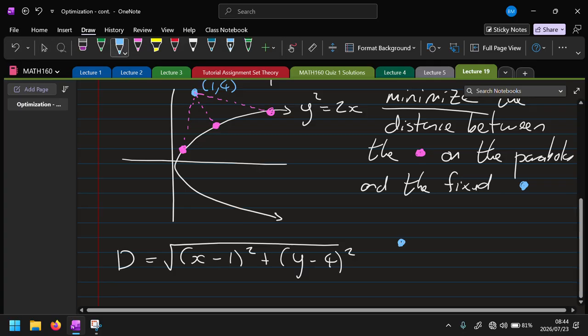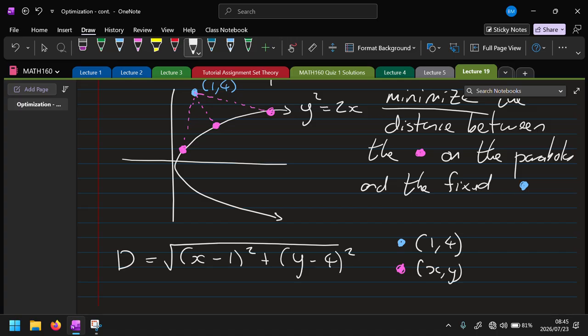Again here, blue dot, that is (1, 4). And the pink dot, that is (x, y). So that's our step 2 done now. We've got the labels. Now we're going to do our step 3, dealing with the function.